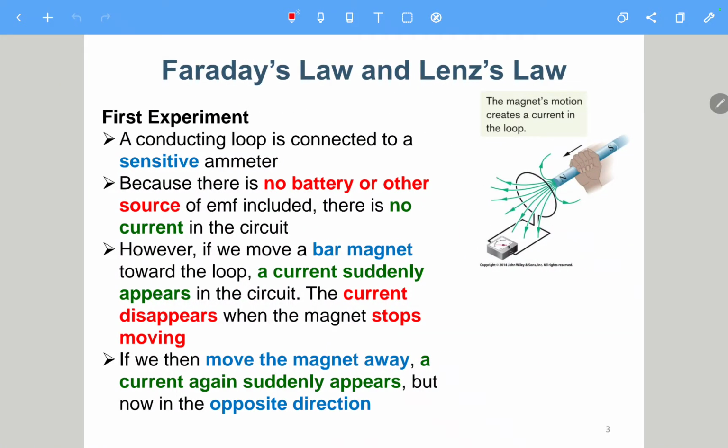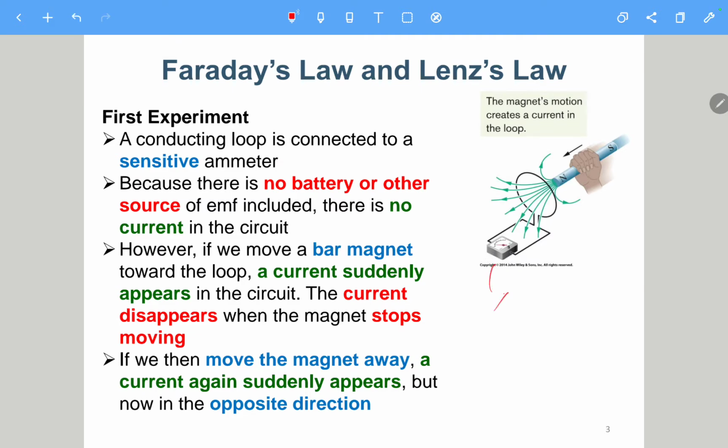Okay, so here we first explain a first experiment. This is the experiment setting. A conducting loop is connected to a sensitive ammeter. Here we only have a loop. We don't have any battery.